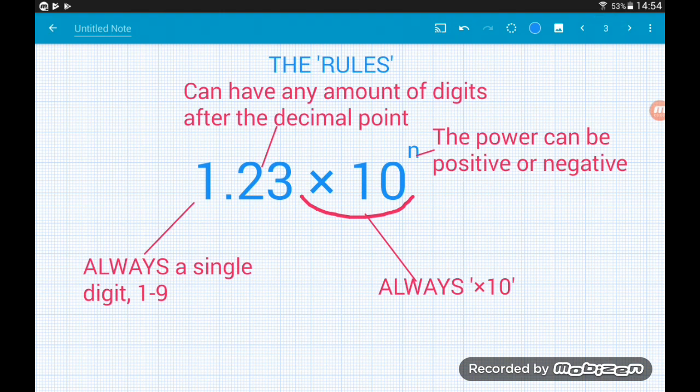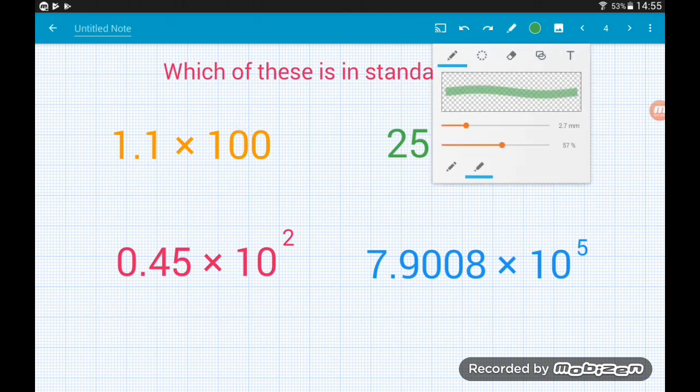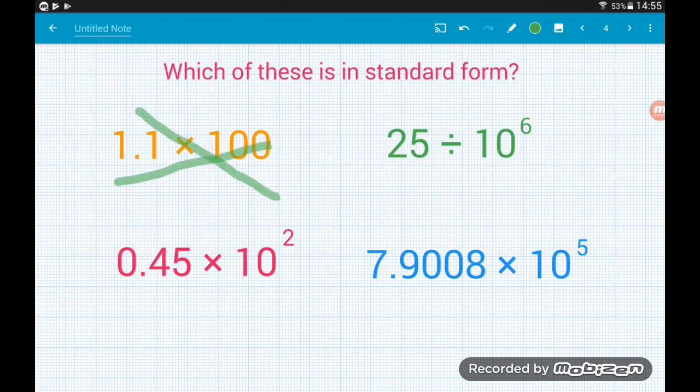Okay, so which of these numbers then are written in standard form? Well, if we start in the top left, 1.1 times 100. Well, the 1.1 is obeying the rules, that's fine. Then we've got a times, or multiplication sign, that's fine. But then we don't have times 10 to a certain power. It's not in index notation. Yes, 100 is 10 to the power of 2, but it's not written as 10 to the power of 2. So this chap up here is not in standard form. So let's put a cross through him.